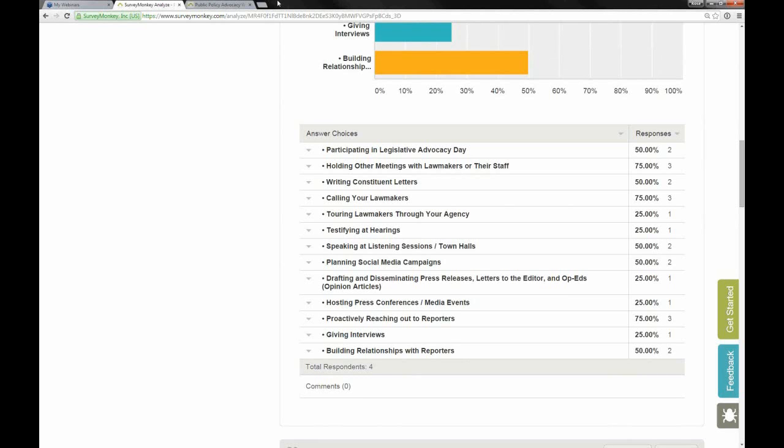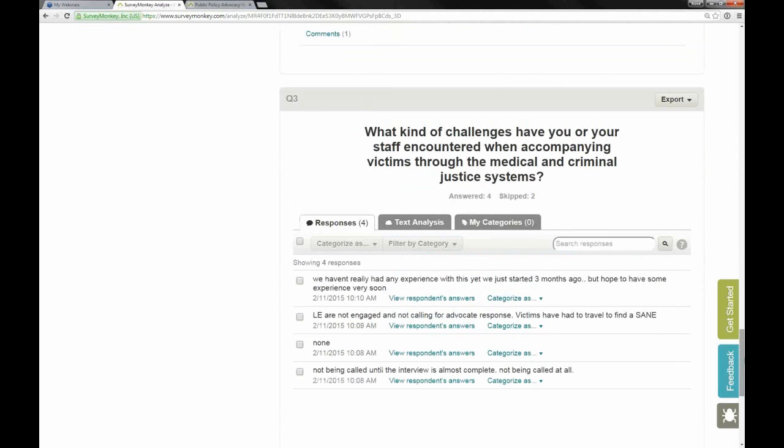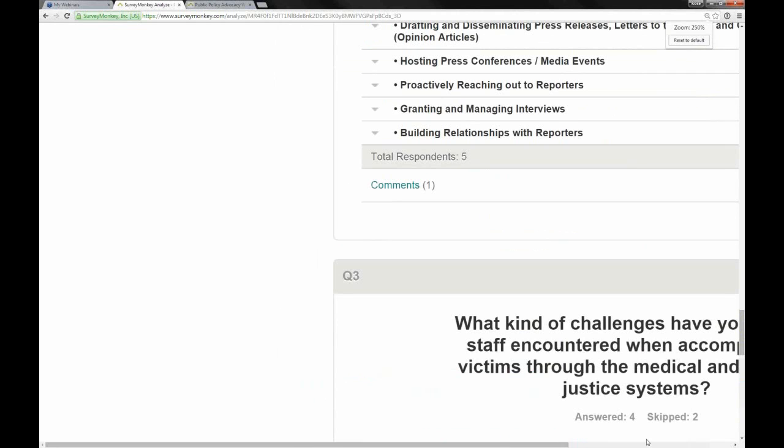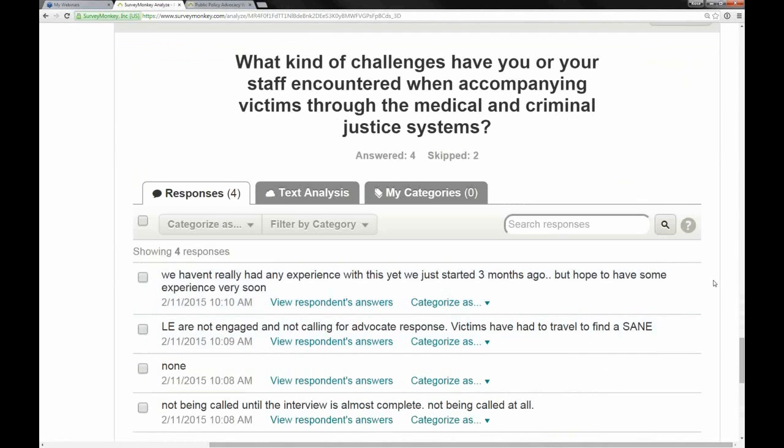Looking at the results we have now, it looks like 50% of folks say that they have, actually, hold on, let me look at the third question. I'm looking at the wrong question. There we go. There are 4 responses to the accompaniment question. I'll read them. We haven't really had any experience with this yet. We just started 3 months ago, but hope to have some experience very soon. Fantastic. We would love to hear your feedback as you do get underway with that work.